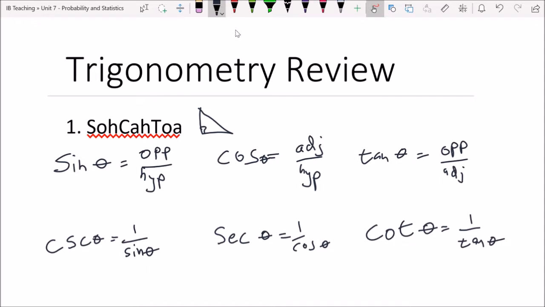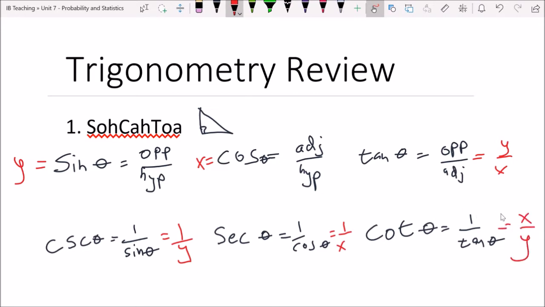Now, I want to remind you of something else as well. We also defined sine as a y value. Now, that's only true on the unit circle, and cosine was an x value. That's only true on the unit circle, which means that tangent is y over x, which is only true on the unit circle, which means that cosecant is 1 over y, which is only true on the unit circle, and secant is 1 over x, which is only true where? Yep, you guessed it, unit circle, and then this one is x over y. Now, I've put those in red so you understand that that's something a little different. It's an extension of SOHCAHTOA, but again, only applies to the unit circle situation.